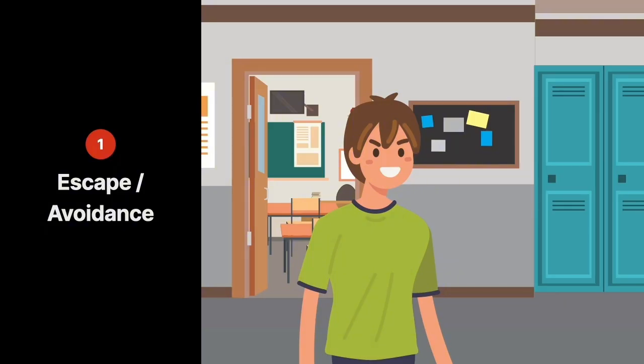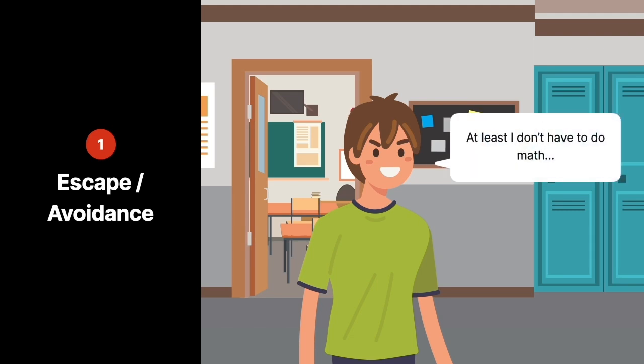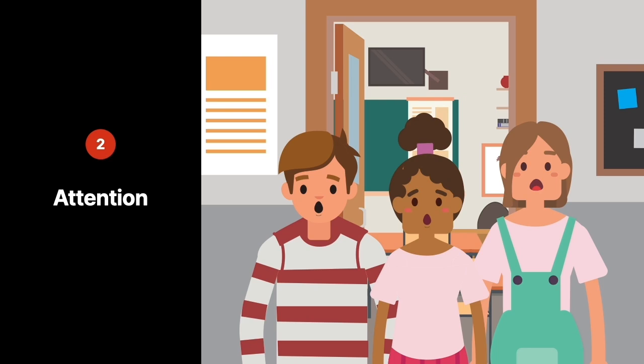First of all, escape or avoidance. Math was Bobby's least preferred activity, and so he would curse at his math teacher. His math teacher would send him out of the classroom. He was avoiding it altogether, escaping math task demands. Second, attention. He was getting tons of attention contingent on this behavior. Everyone in his classroom would ooh and ah when they heard him cursing at his teacher. He got tons of peer attention before being sent out of the classroom.